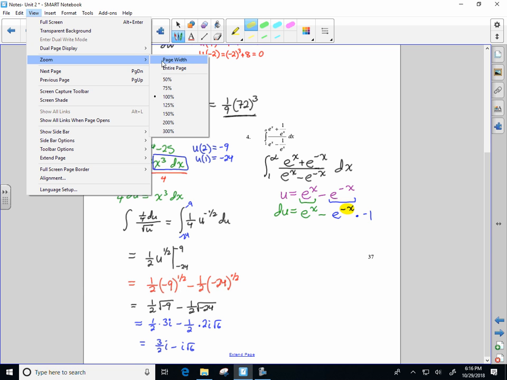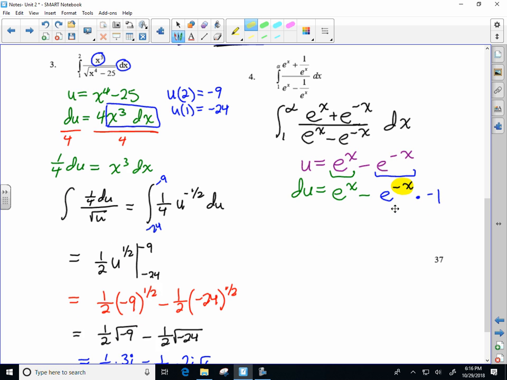I'll zoom back to page width, so you have a better look at that. All right, clean it up, and I need a dx at the end. Clean it up and see where the journey takes you. du equals e to the x plus e to the negative x dx. Well, that's precisely what I needed.